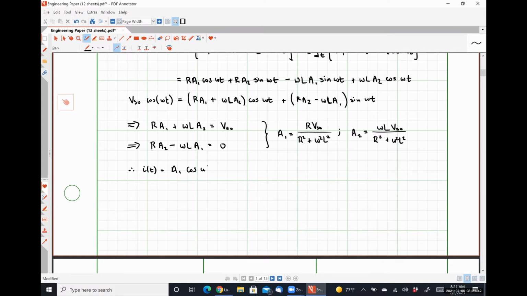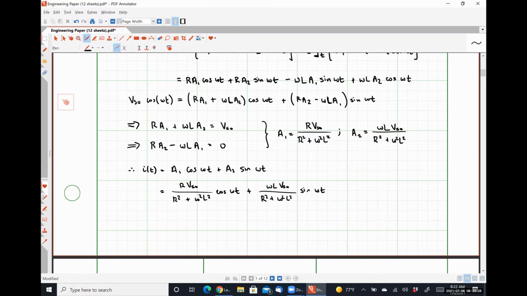A1 cosine omega t plus A2 sine omega t, which would give us R times Vs naught divided by R squared plus omega squared L squared times the cosine of omega t plus omega L times Vs naught divided by R squared plus omega squared L squared times the sine of omega t.